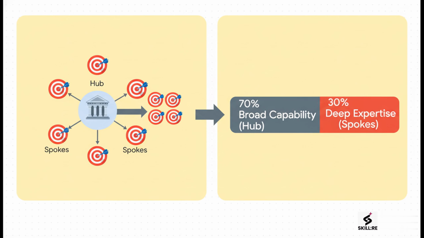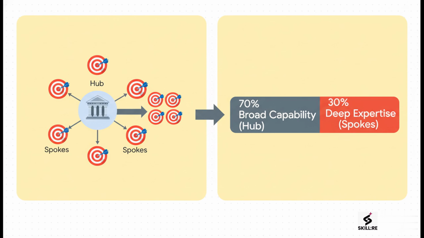This slide just breaks it down perfectly. Your hub gives you that broad capability. It handles maybe 70% of your general day-to-day needs. The spokes provide that deep expertise for the other critical 30% where you really need more power. This structure is what stops tool sprawl dead in its tracks while making sure you can do everything you need to do.